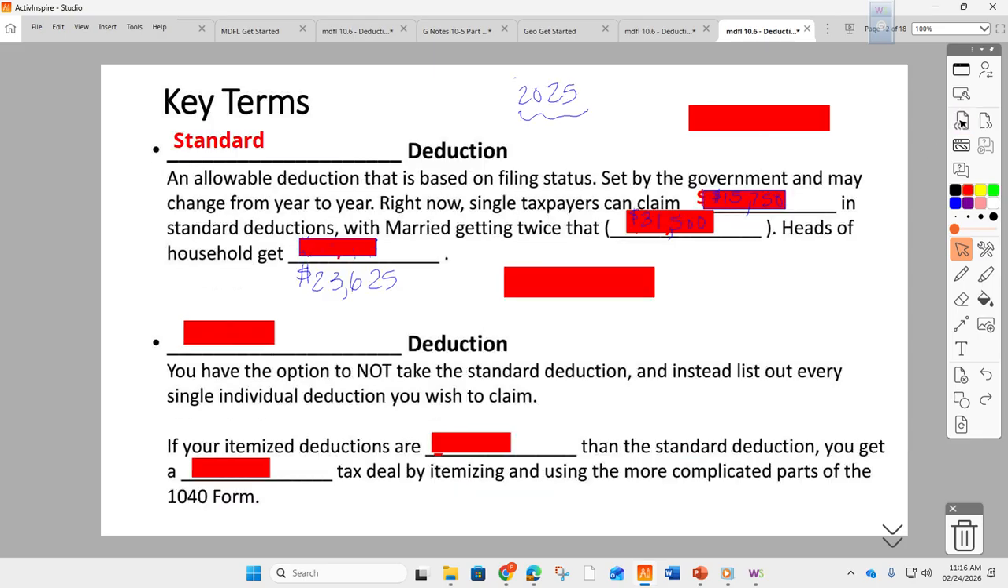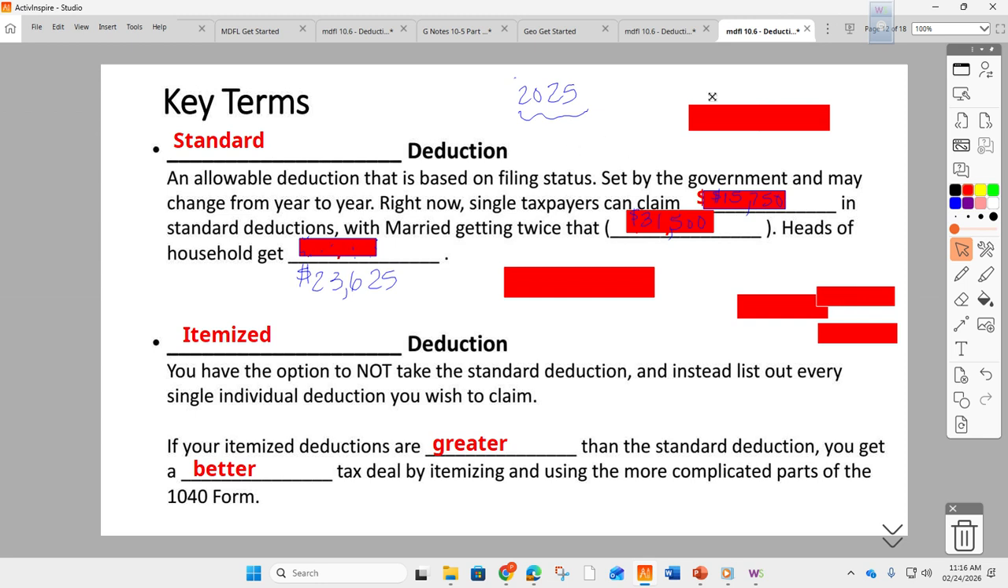Okay, so itemized deductions, you have the option not to take the standard deduction. Use it to do what saves you the most money. So if your itemized deductions are greater than the standard deduction, then you should use the itemized. You will have to file a separate little worksheet or a form, but it will get you a better deal by itemizing and using more complicated parts of the 1040 form. But they're not that complicated.